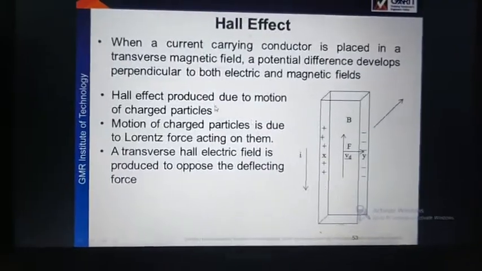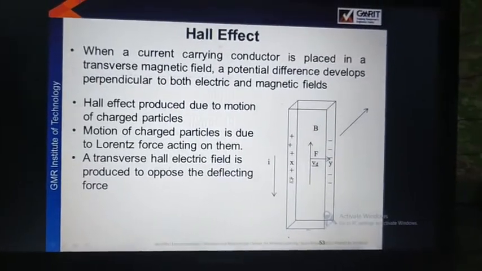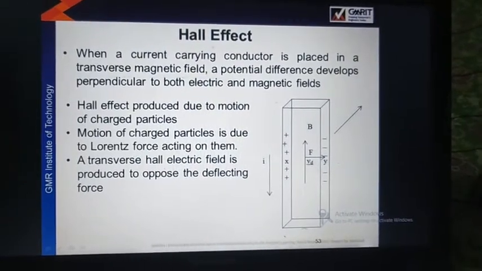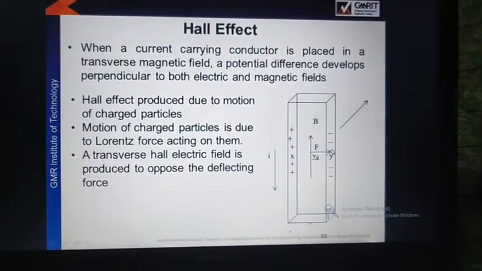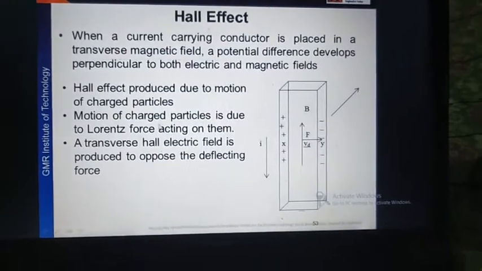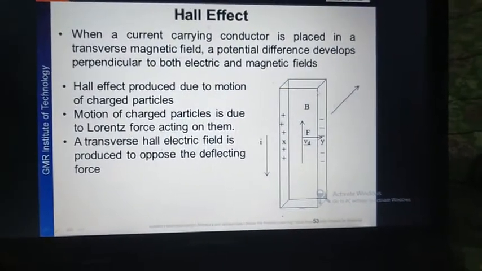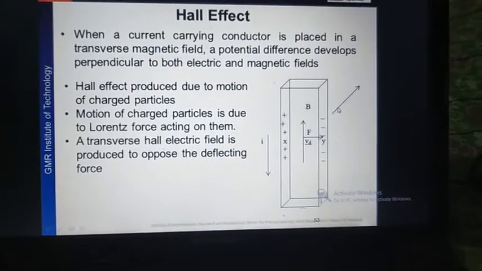Okay, how has this formed? Due to the motion of the charged particles. The charged particles are moving this side. Due to the magnetic field, the charged particles got deflected this side. Why did this happen? This is due to the Lorentz force acting on them. Why did this Lorentz force come? Due to the magnetic field applied on the conductor.